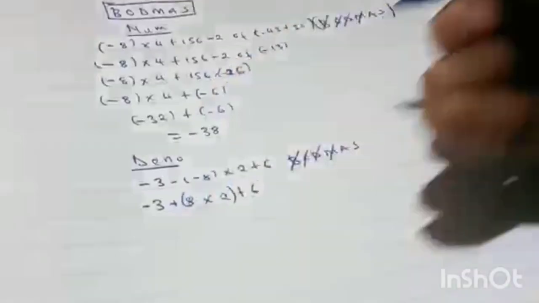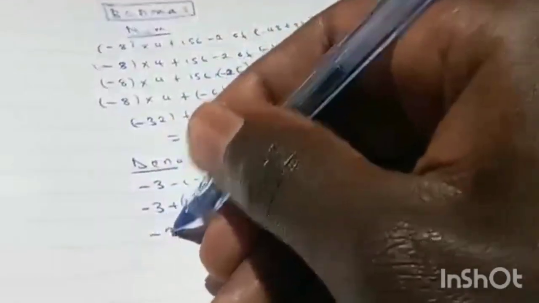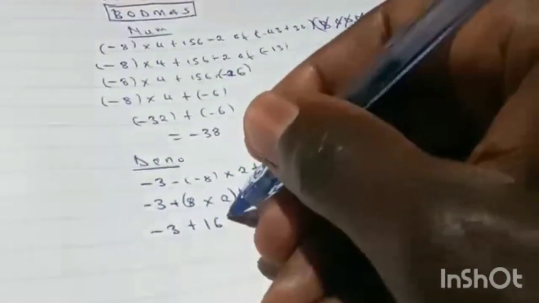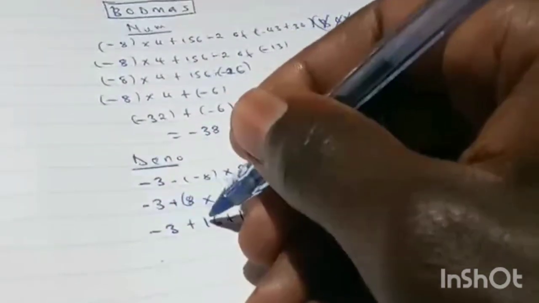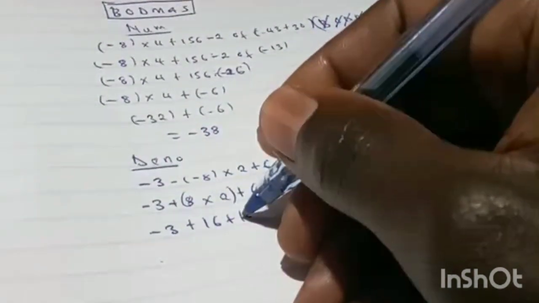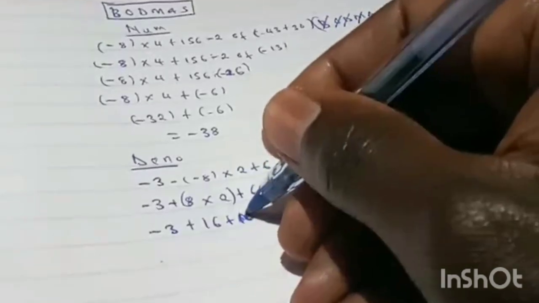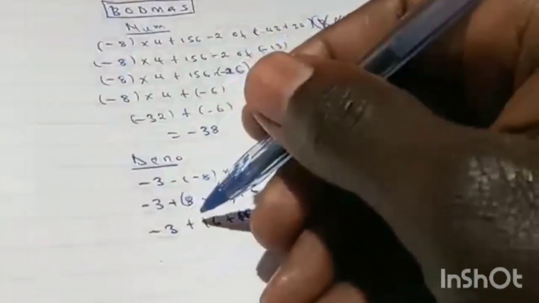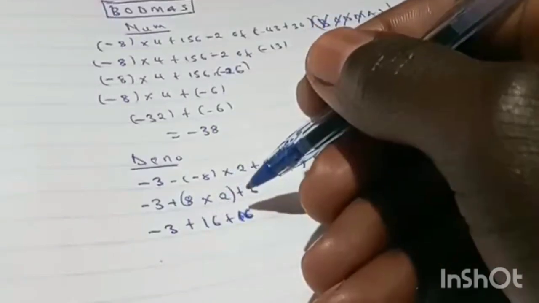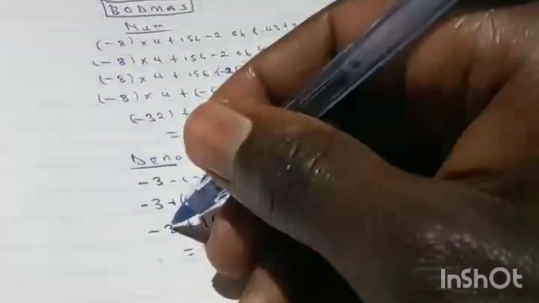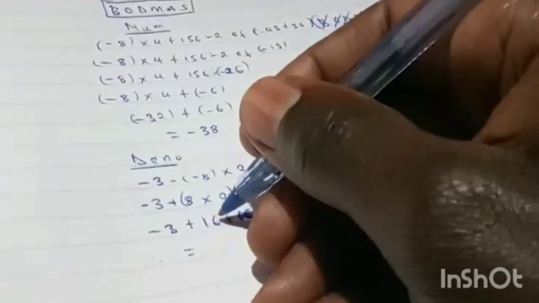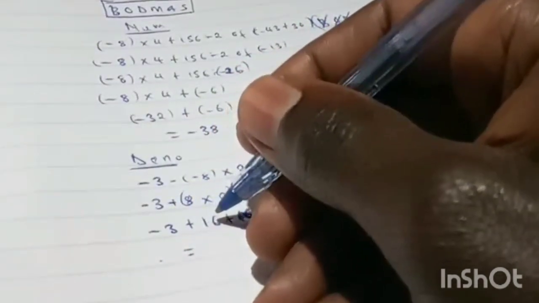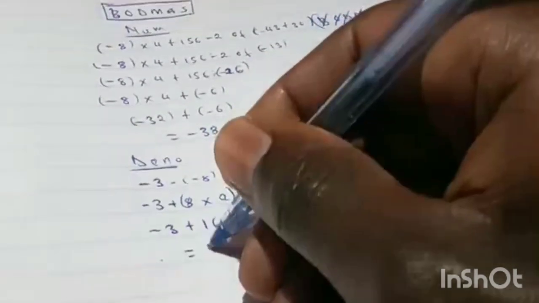So we are going to carry out the multiplication part, which is 8 times 2, giving 16, and the next operator is addition. We are going to carry out -3 plus 16 plus 6. Sorry, this one is supposed to be plus 6, not plus 16. So -3 plus 16 is 13, and 13 plus 6 is 19.